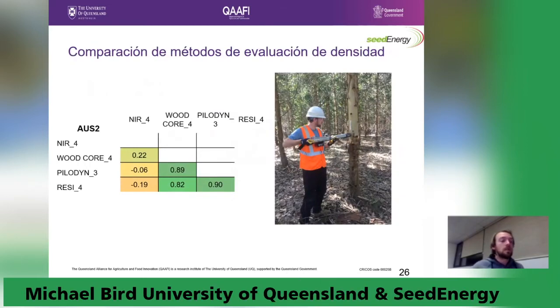In the second Australian trial, as I mentioned before, we were able to utilize all 4 different methods of density assessment, allowing us to directly compare the accuracies of each method to cores, which we assume is the best estimate of whole tree density. What we can see is that Pilodyne and resistograph correlate very well with wood cores and with each other. Pilodyne values have been inverted, as Pilodyne penetration has an inverse relationship with density. However, as you can see, NIR predictions of densities were very poorly correlated with other methods.